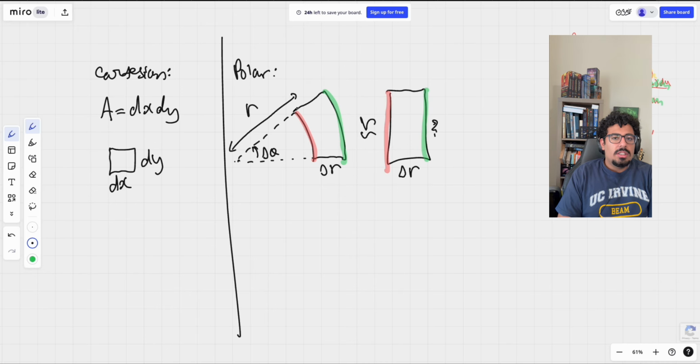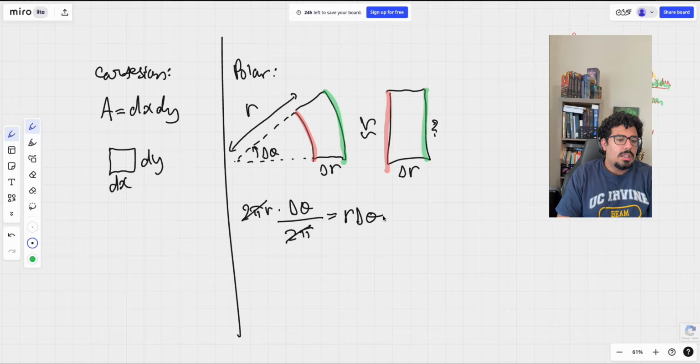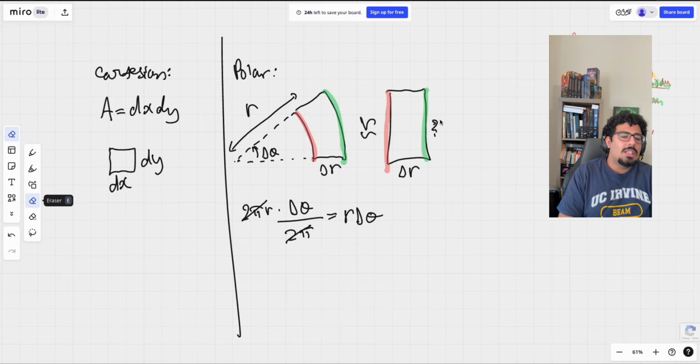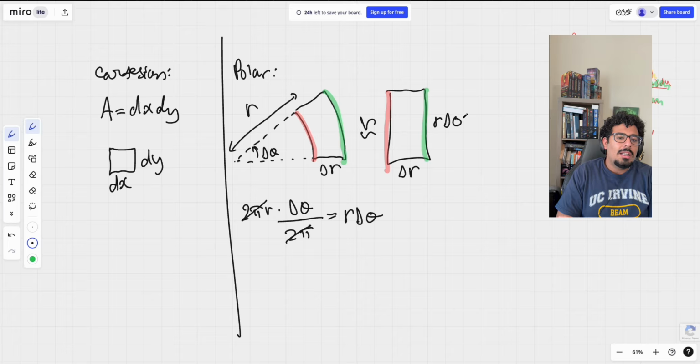So using just the circle circumference, we can find that this length is 2 pi r times delta theta over 2 pi. So this becomes r delta theta. And now we can remove this question mark, so we know what exactly this is. It is r delta theta.